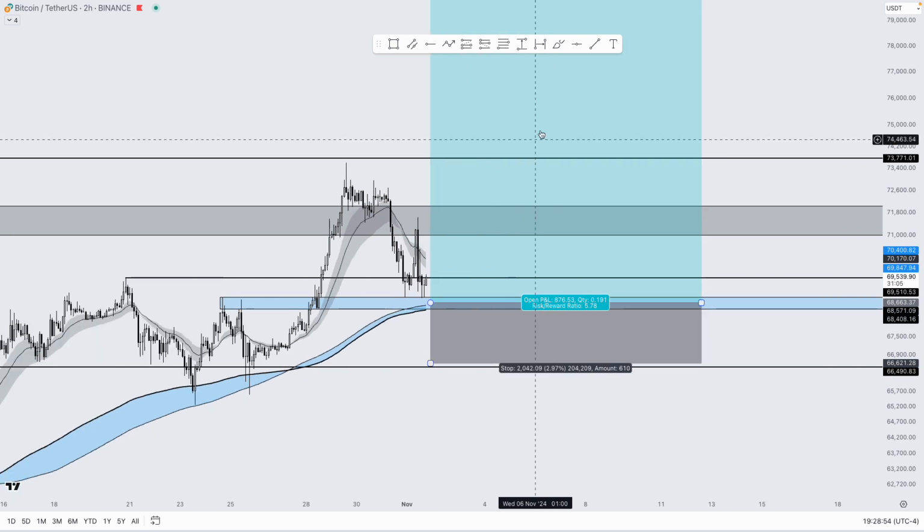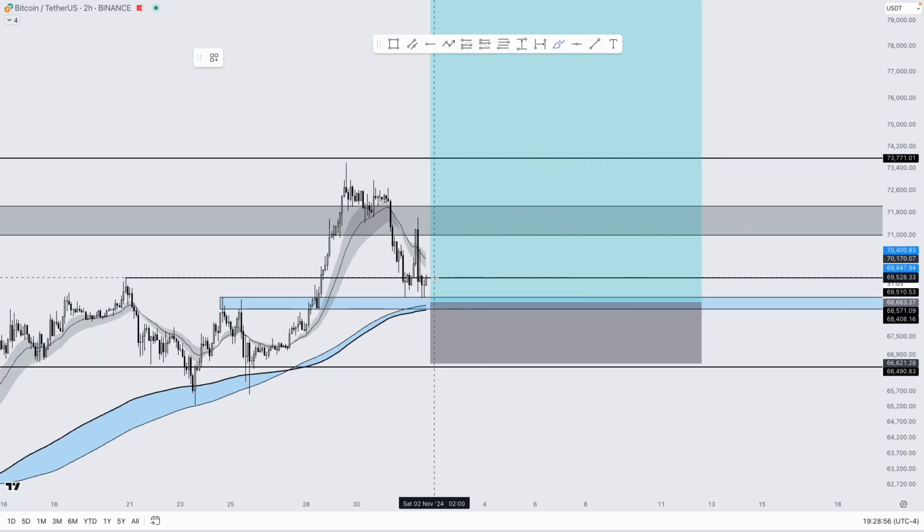So maybe we get some consolidation here. Now, one thing to keep in mind is we do have the election coming up, so that could bring a bunch of volatility here. Probably best not to take too many leverage trades, to be honest, going into the election because of the volatility.